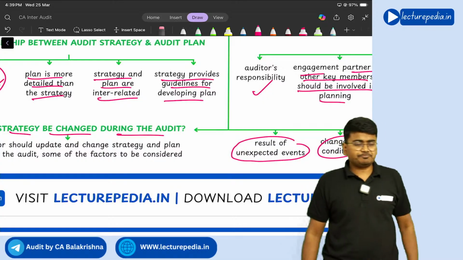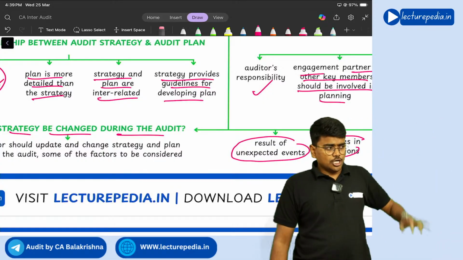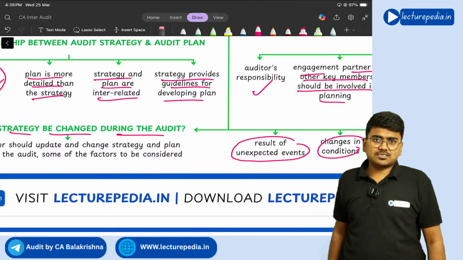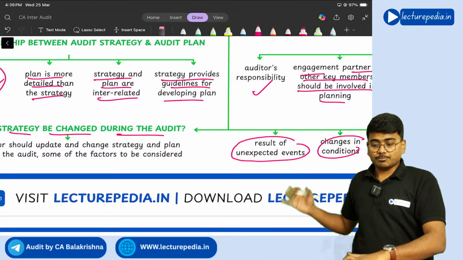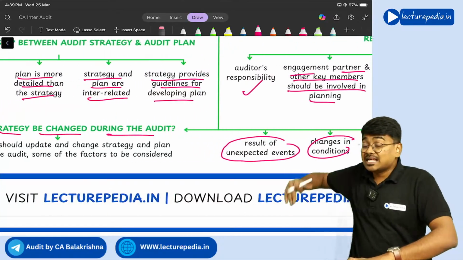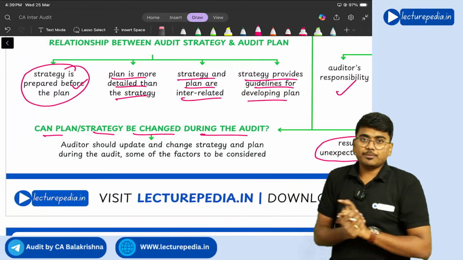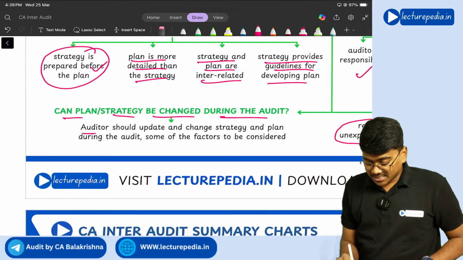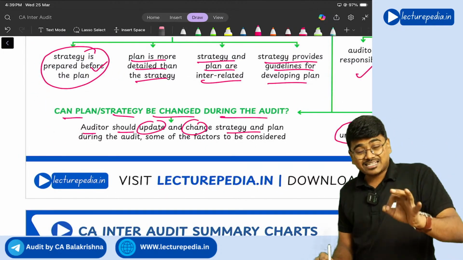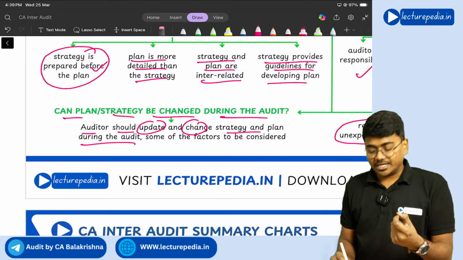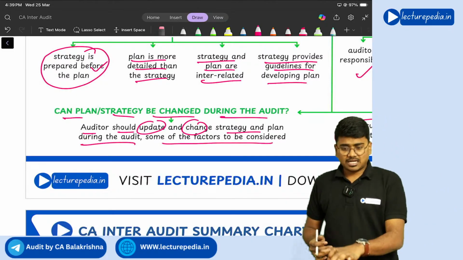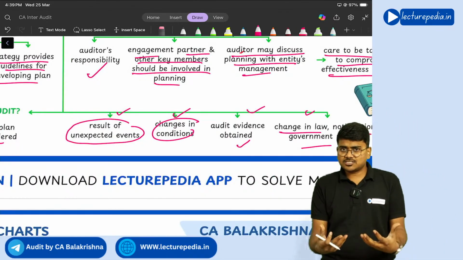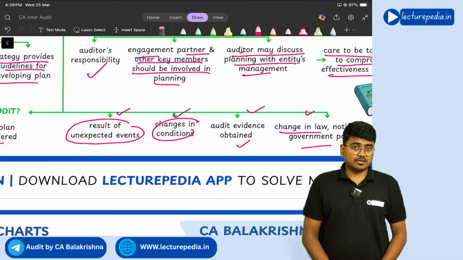It is not that in the planning stage you will prepare a plan and a strategy, and you have to stick to that plan and strategy. No, as the audit progresses, because of all these events, there can be changes made to the plan and strategy. Getting it? So see, the auditor should update and change strategy and plan during the audit. Some of the factors to be considered are these factors. Okay, because of these four factors, changes to plan and strategy can happen.